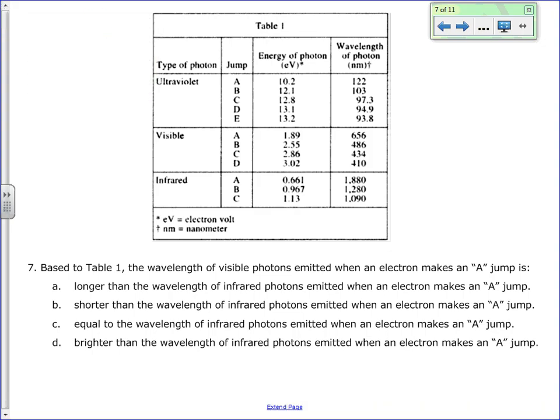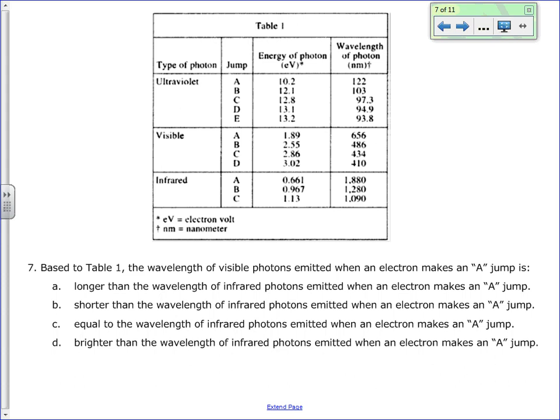All right, if you are pressing play now, you are ready to go through the answers for 7, 8, and 9. All right, 7. Based on table 1, the wavelength of visible photons emitted when an electron makes an A jump is, you got a whole bunch of options there. How would we tackle a question like number 7?